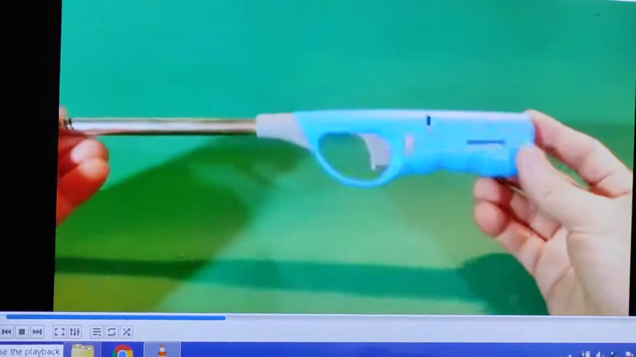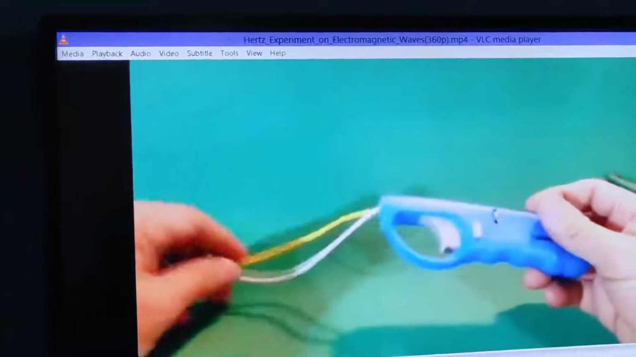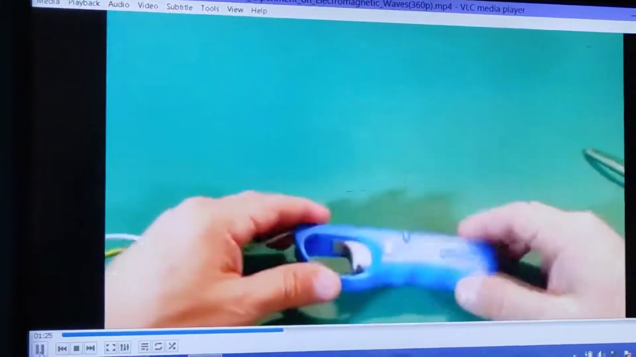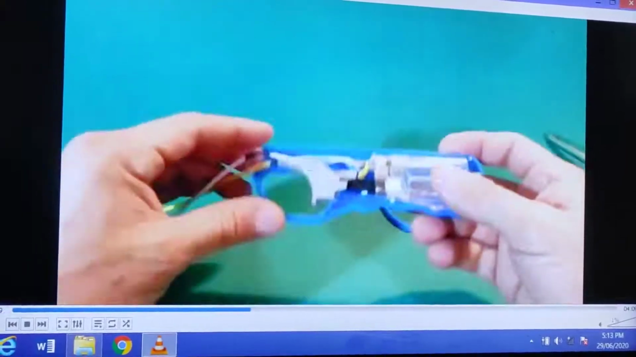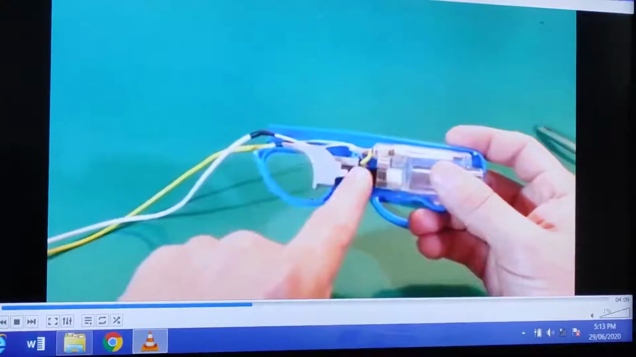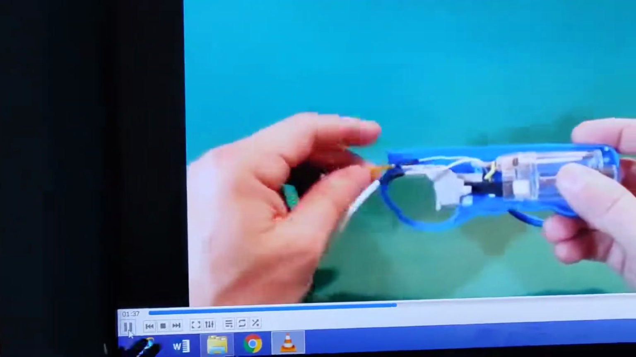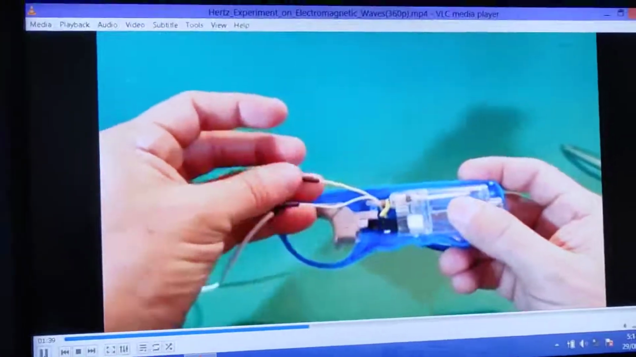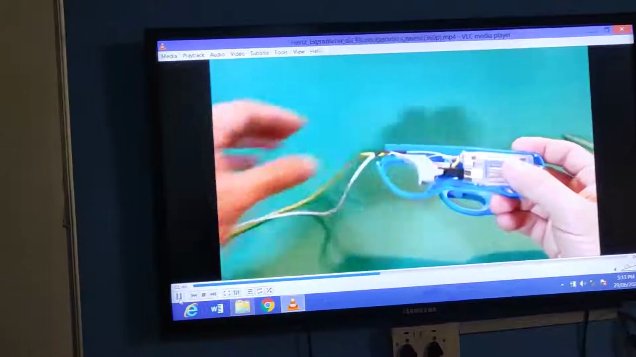So we are going to have a very innovative restructuring or remodeling of the Hertz experiment. This is the familiar sparker that you use in your kitchen. It is also available in our vehicles, where we start them. It produces a spark.